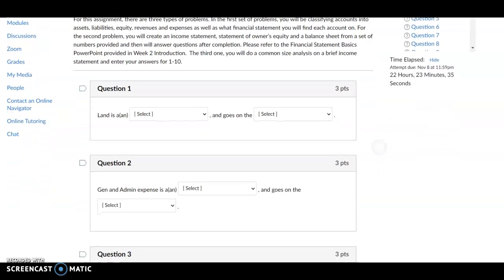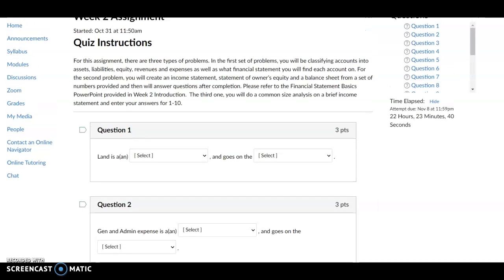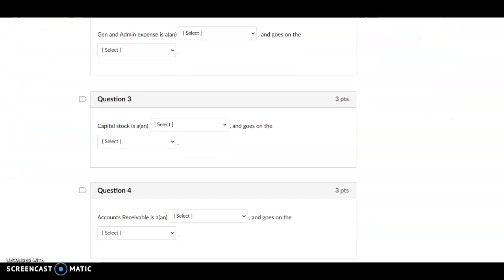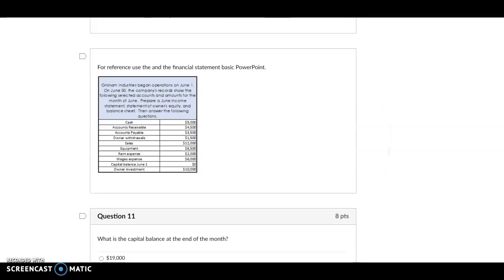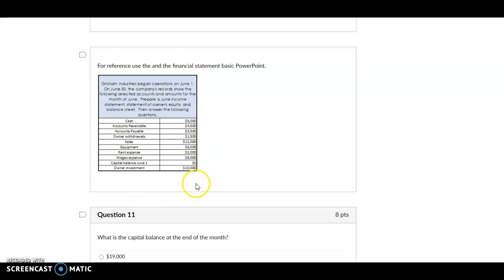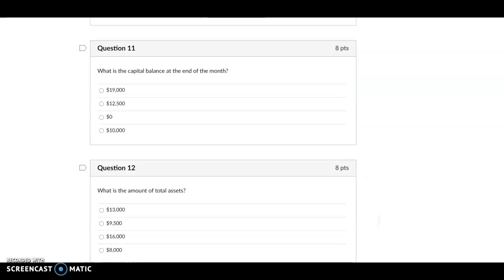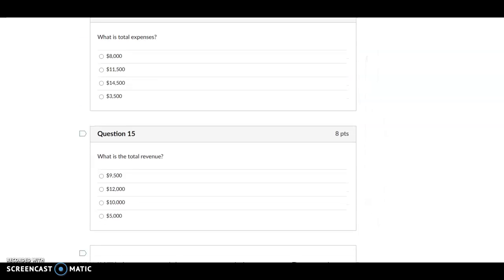Again, for the first few questions, the first 10, you are identifying what type of account is listed, and then which financial statement it goes on. So that is questions 1 through 10. Then the next set, it gives you some financial information, and you are to prepare an income statement, statement of equity, and a balance sheet using the resources that have been provided to you. Then you will answer the questions that are below related to those.